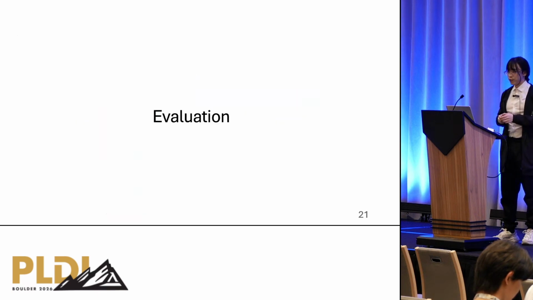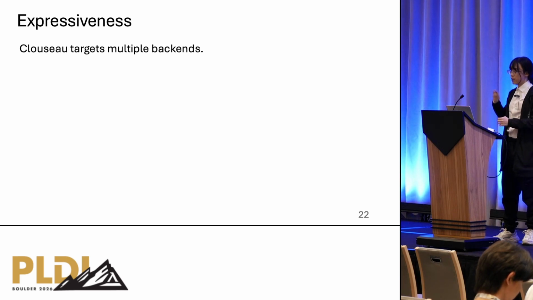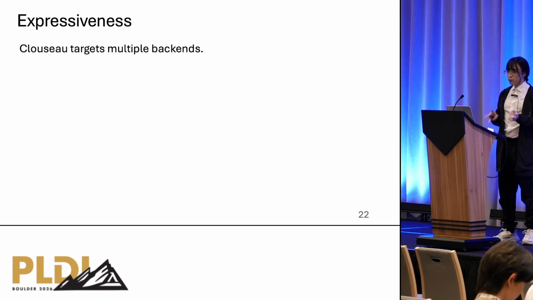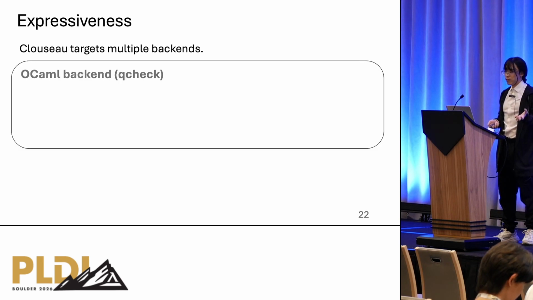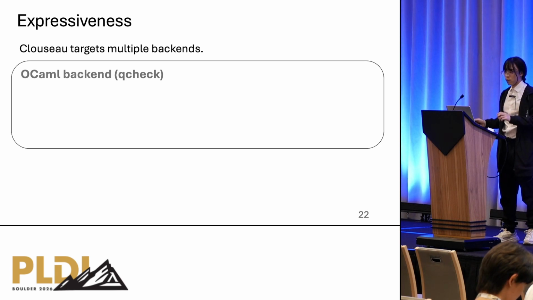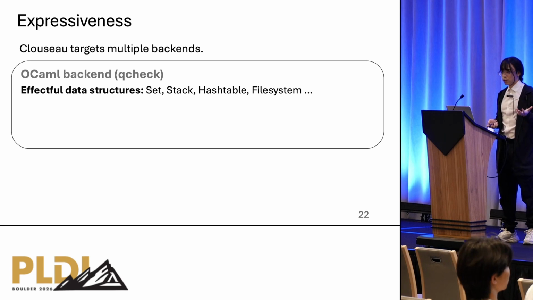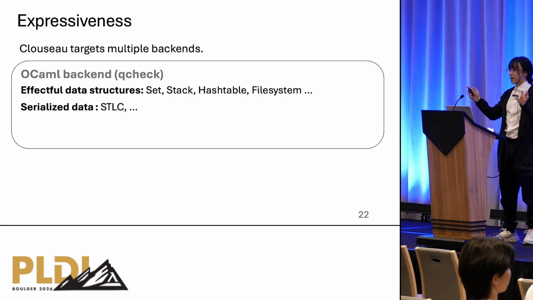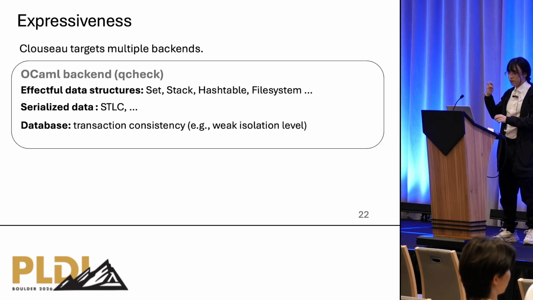Let's move on to the evaluation. The first research question we care about is expressiveness. Our tool Kuso can target multiple backends. One backend we consider is the OCaml backend, which has QChat as a property-based testing framework. In this backend, we focus on sequential programs, but in very diverse domains, like effectful data structures, serialized data like STLC, and even databases. You can see all these are sequential programs, but the datasets even have some concurrency constraints.